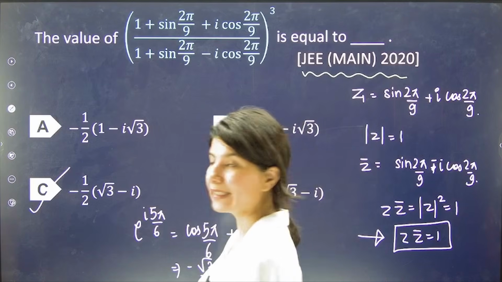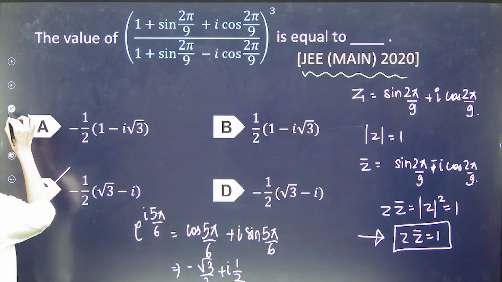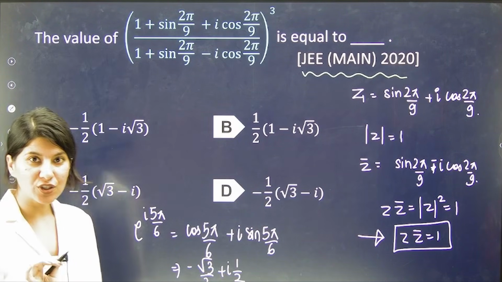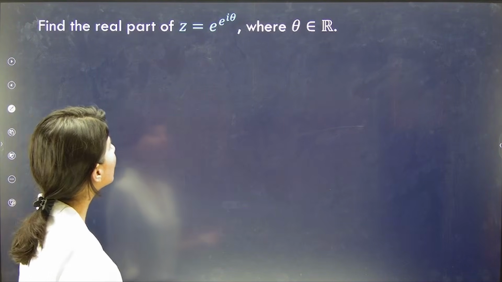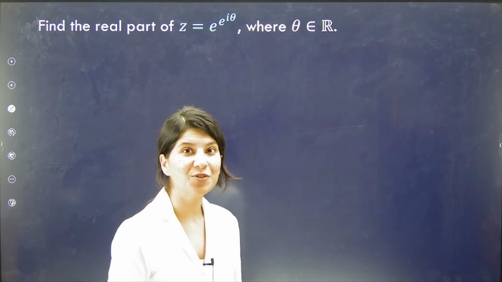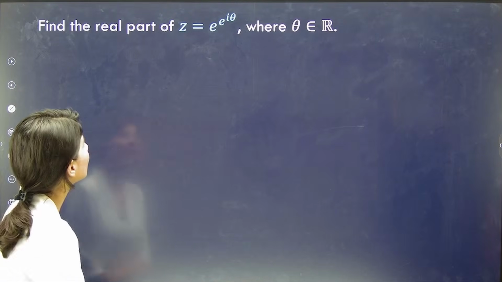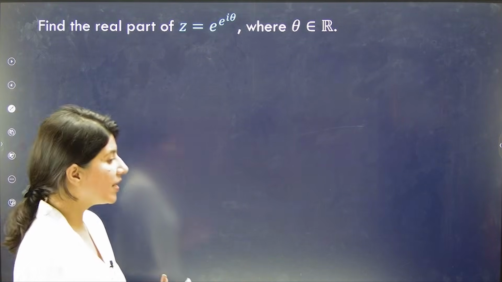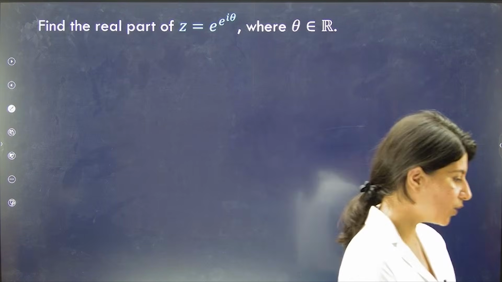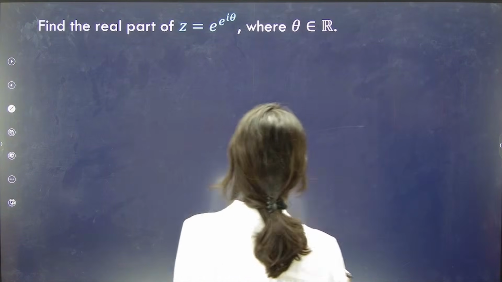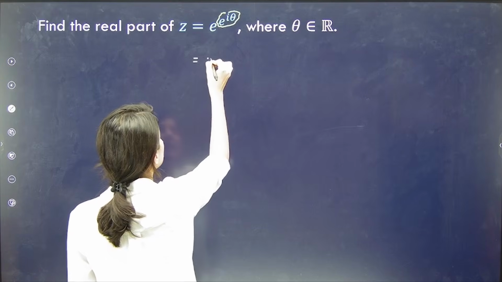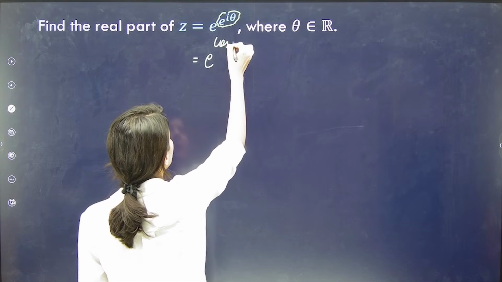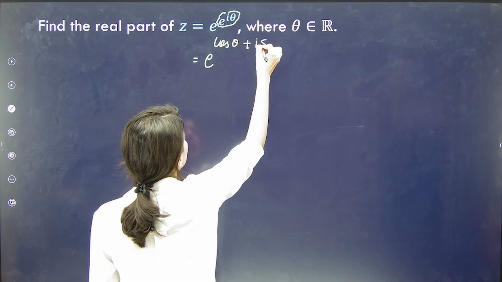All right, clear. Now we have one more question on our plate, which is to find the real part of z equal to e raised to power iota theta. How do we tackle it? First of all, this e raised to power iota theta can be written as e raised to power cos theta plus iota sine theta.